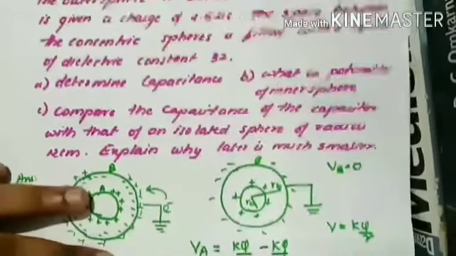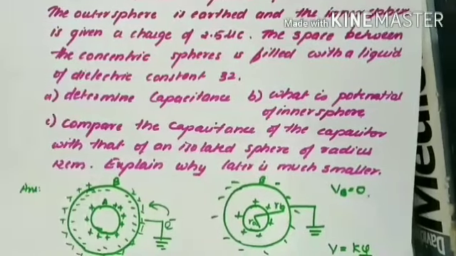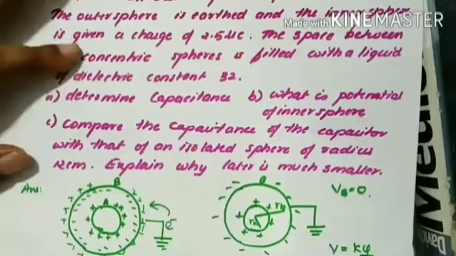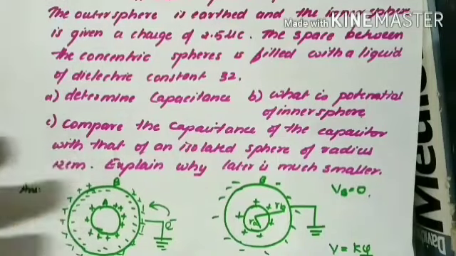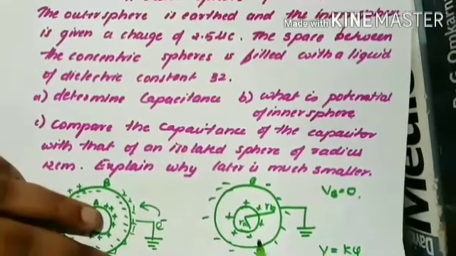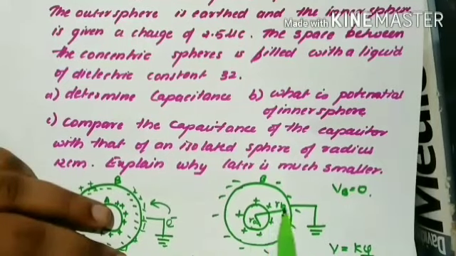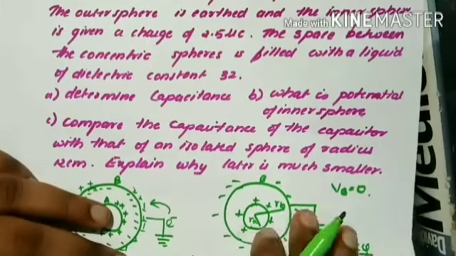Guys, I am going to do this problem with just expression forms, that is RA, RB, etc. I am not going to do the numerical values. That should be done by you as homework, and you have to substitute them. Clear? Now, let's move on. So, the inner sphere has radius RA and the outer sphere's radius is RB. This much is clear from the figure.